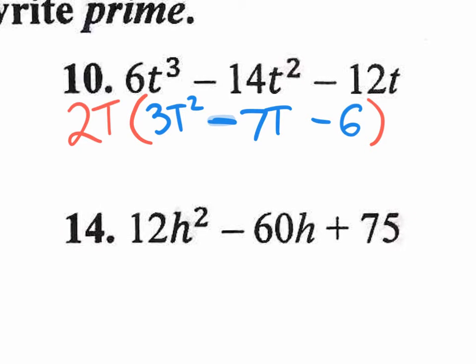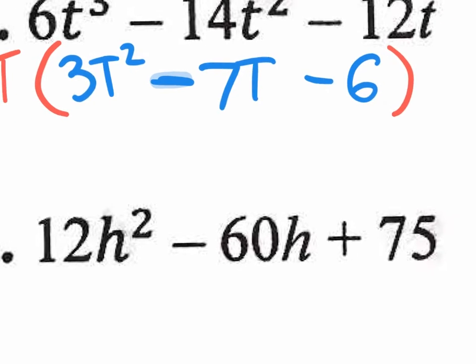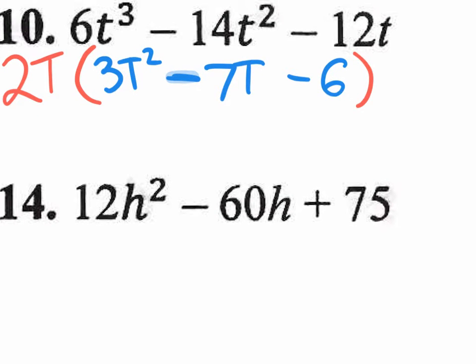Now the question is, could we continue factoring the inside right there? So on the inside, we do have an a value of 3, a c value of negative 6. So we need to try that long process. Step 1 is to multiply a times c. A times c, that's 3 times negative 6. That's negative 18. That's step 1.